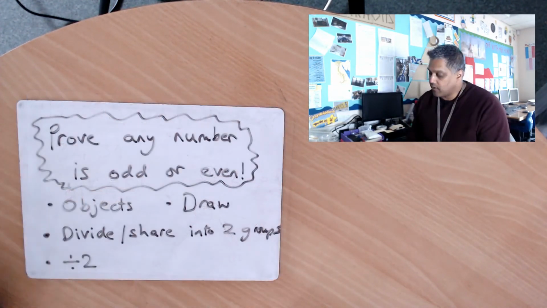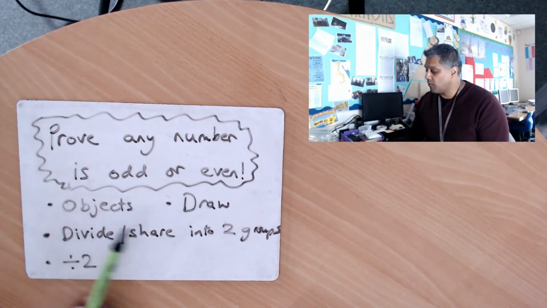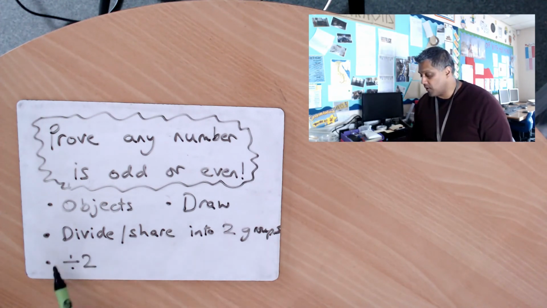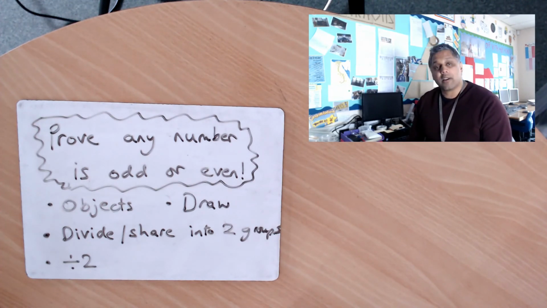So there you have it. You can prove that a number is odd or even by either using objects to share between groups. You can draw it, you can divide or share into the two groups. You can use some kind of division methods to divide by 2. Use your understanding of times tables, and hopefully you can actually prove and explain why a number is odd or even.